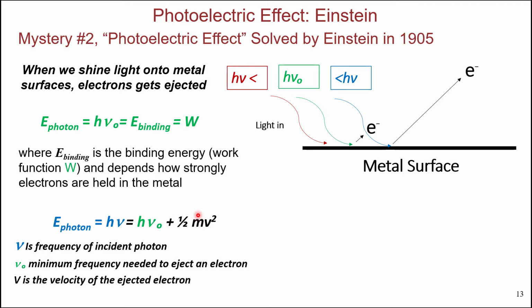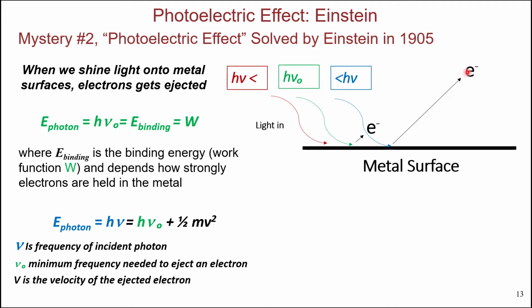So the energy of the photon has to be large enough to overcome the binding energy and give the electron a certain amount of kinetic energy. Increasing the frequency of the used light is going to only increase the kinetic energy of the ejected electron. It's not going to enable you to eject more electrons. It's just going to make the electron faster.